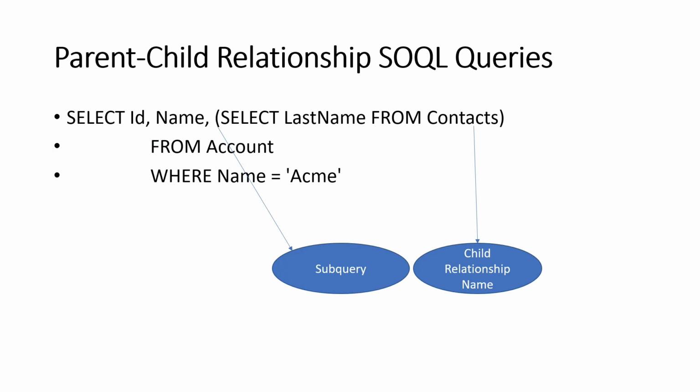So, parent-child relationships in SOQL queries. This is how we write the parent-child relationship. So we are querying the account and the associated contacts. Let's understand: select id, name, and the subquery, select lastName from contacts. So here contacts is not the object name, it is the child relationship name. From account where name equals acme.